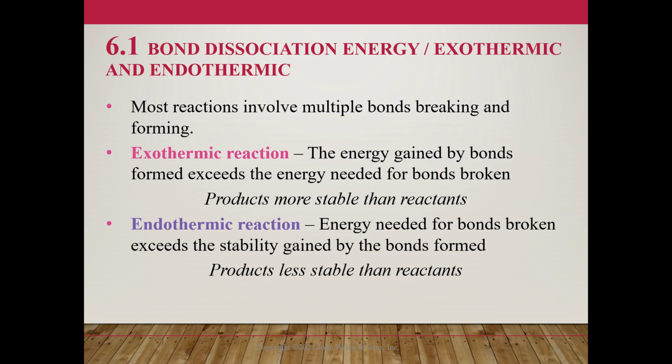For endothermic reactions, energy needed for bonds broken exceeds the stability gained by the bonds formed. Essentially, the reaction absorbs energy in order to progress. So energy is absorbed as a reactant, and products are less stable than the reactants because you're gaining more energy to go from reactants to products.